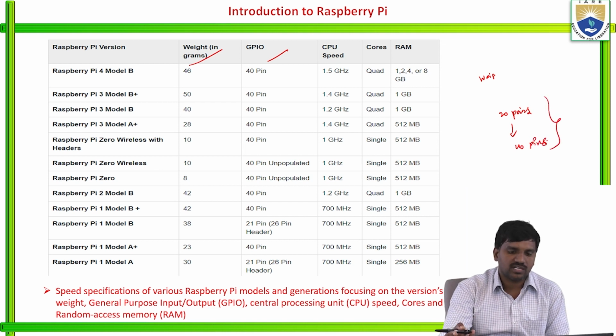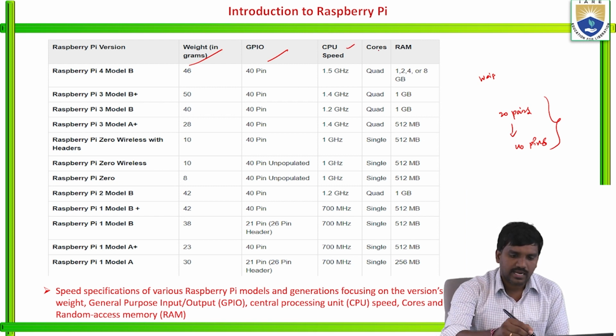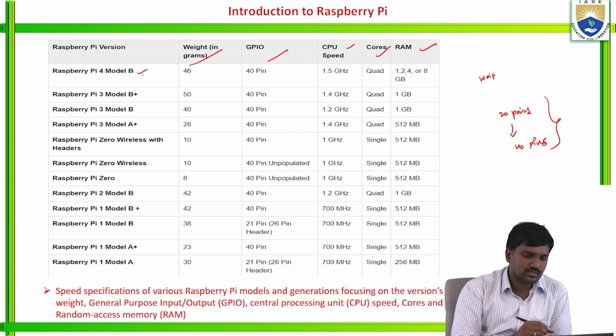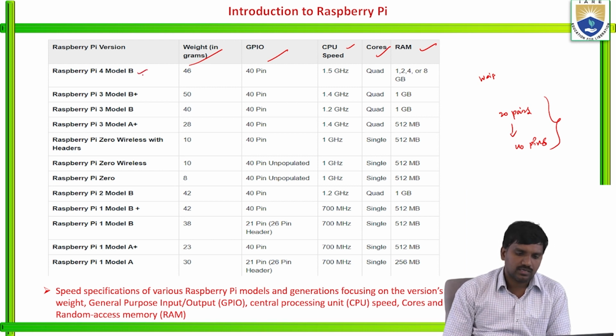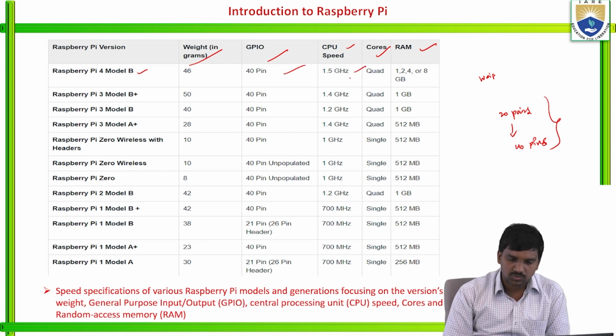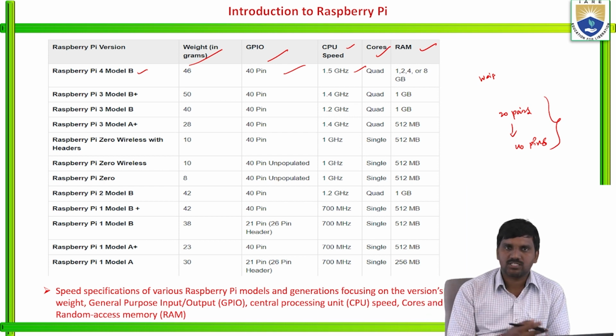20 pins, nothing but 40 pins. CPU speed, core processor and RAM size. So here, the general Pi 4 Model B: weight 46 grams, 40 pins, 1.5 GHz CPU speed, Qualcomm quad core, and RAM 1 GB, 2 GB, 4 GB and 8 GB extensible versions.